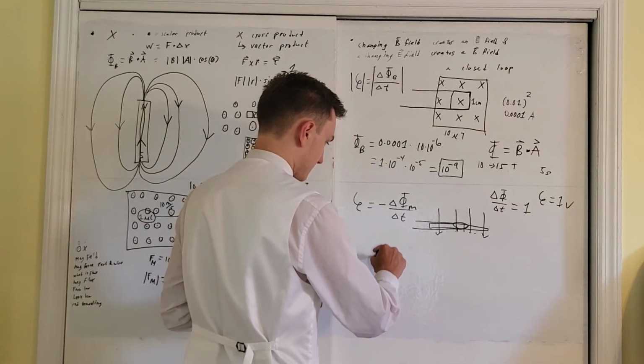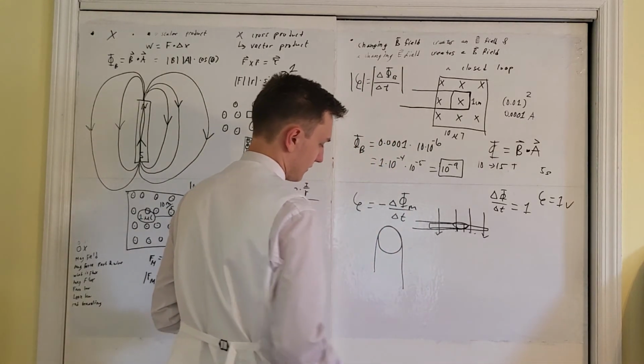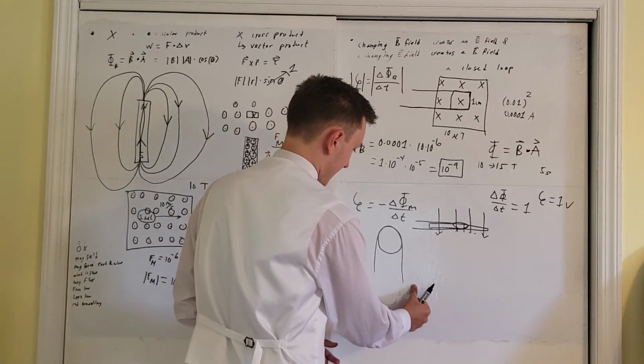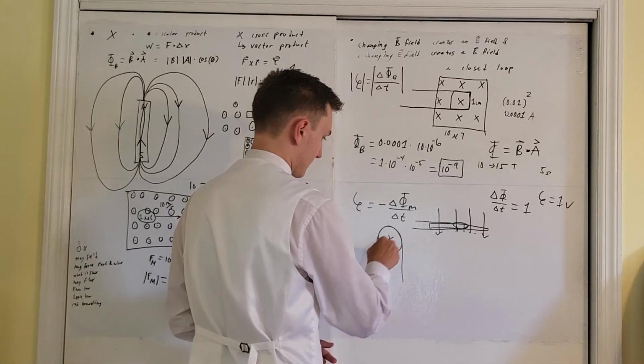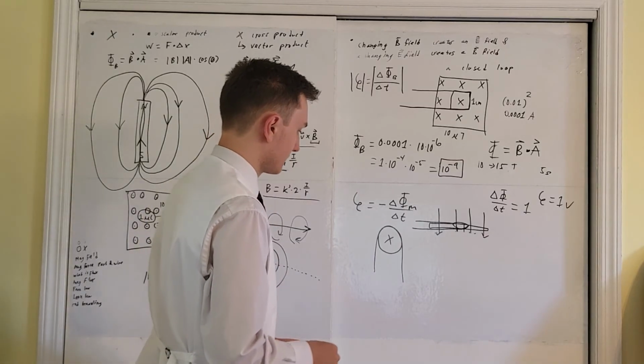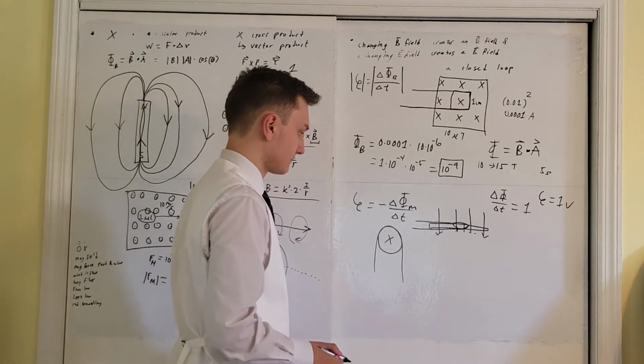So let's take a little zoom in on the wire. All right? Let's say I have a B field going into the page. Okay? Into the page like that.